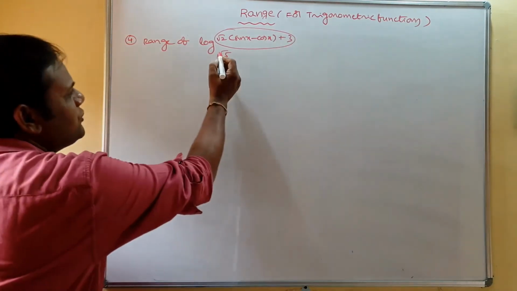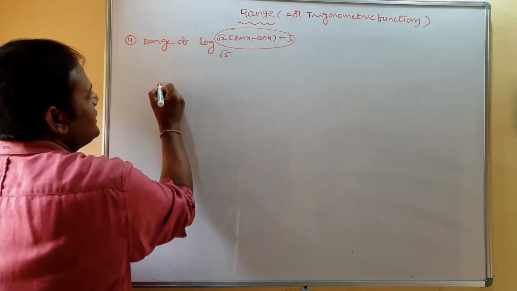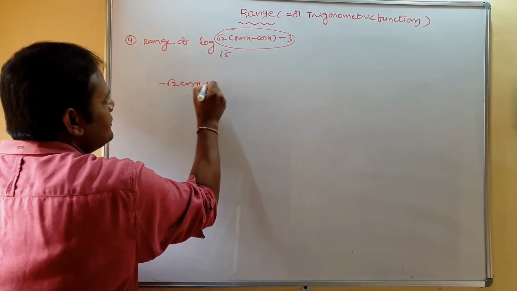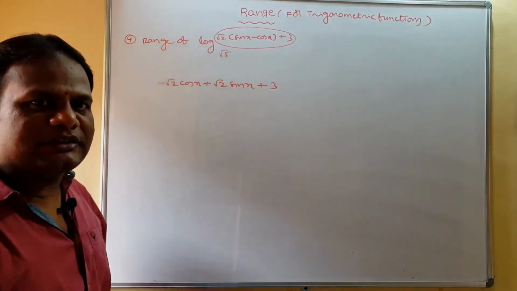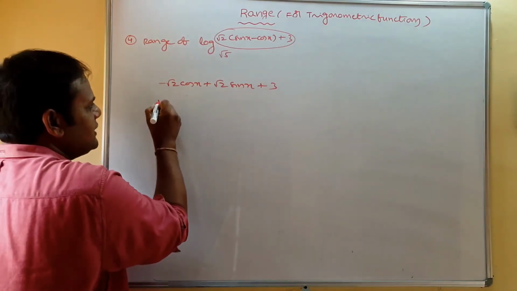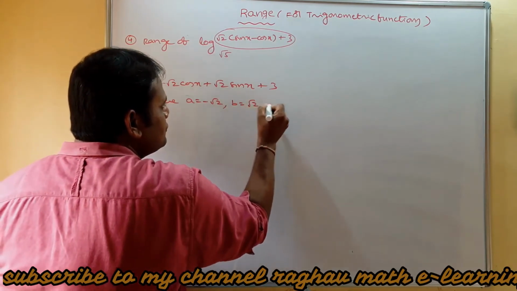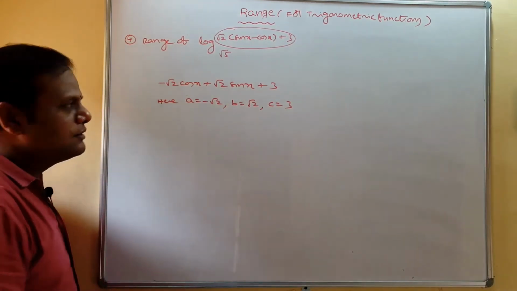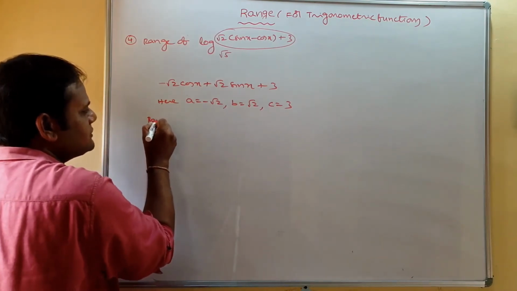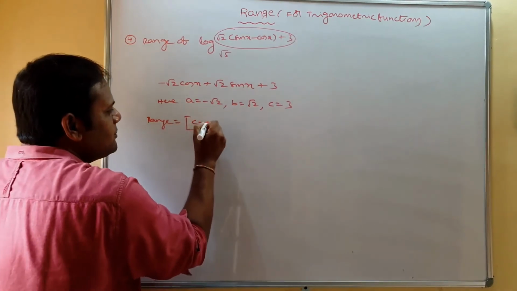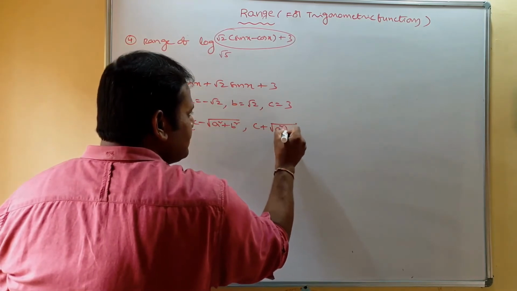See, first we find the values of this, I mean the range of this. So for this, it is minus root 2 cos x plus root 2 sin x plus 3. It is like a cos x plus b sin x plus c. Here a is minus root 2, b is root 2 and c is 3. So now you tell what is the range? That is closed interval c minus root a square plus b square, c plus root a square plus b square.